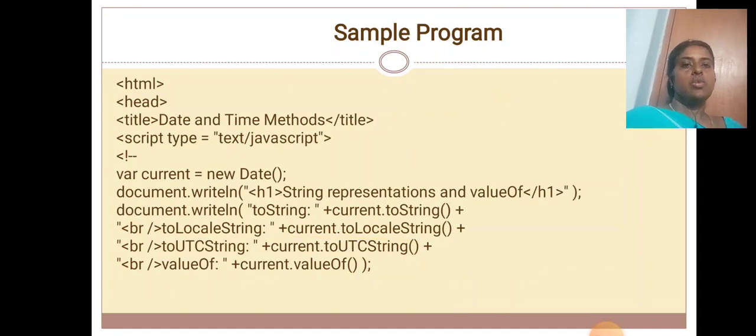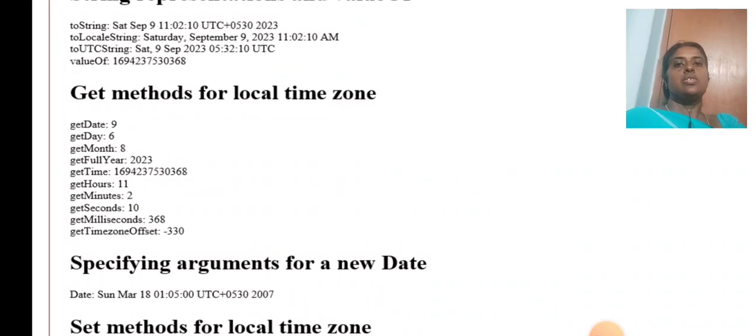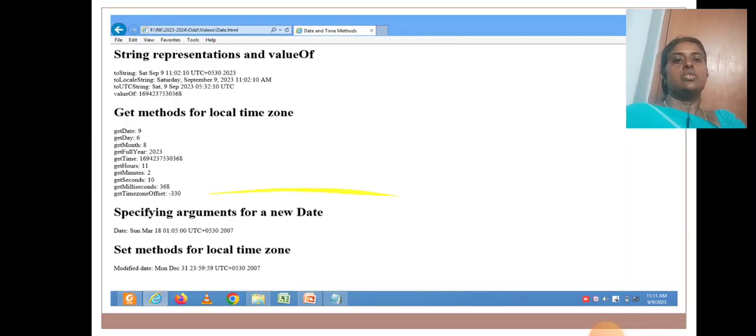So the third method I called is current.toUTCString. It is going to return your UTC string value: Saturday, September 9, 2023, evening, that is world timing 5:32. This will be a UTC value.